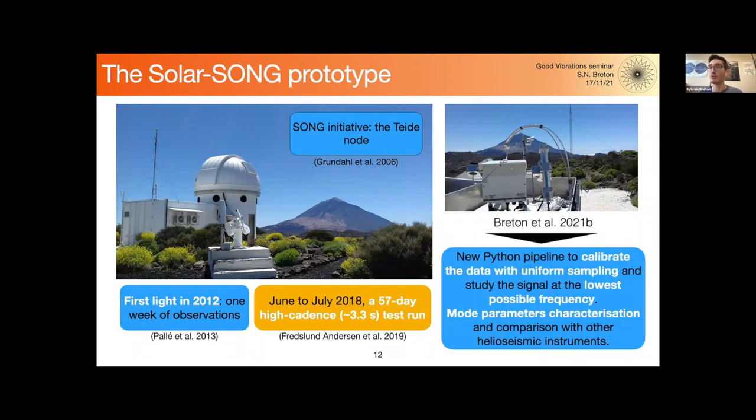So what did I do? I developed a new Python pipeline to calibrate the data with a uniform sampling in order to study the signal at the lowest possible frequency. The idea was also to perform a mode parameter characterization and a comparison with other helioseismic instruments.